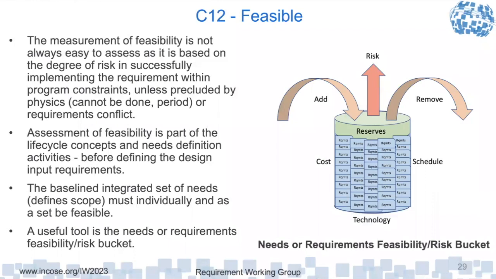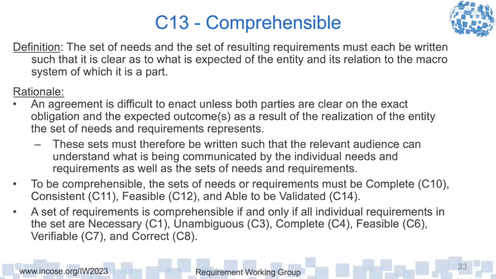coming by determining feasibility. The comprehensive set of needs and a set of resulting requirements must each be written such that it's clear as to what the expected entity is and its relation to the macro system, which is the part. Given that set of requirements, there should be no question as to what's expected of us. What are our overall expectations? If we can't understand what that is, then there's a problem. An agreement is difficult to enact unless both parties are clear on the exact expected outcomes.